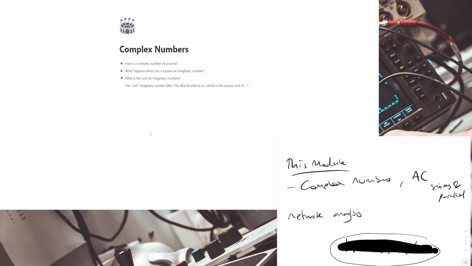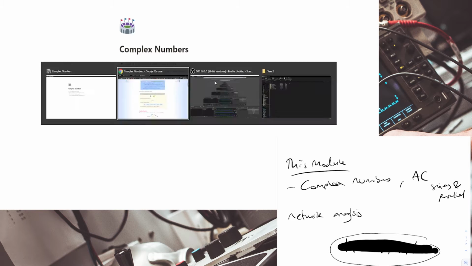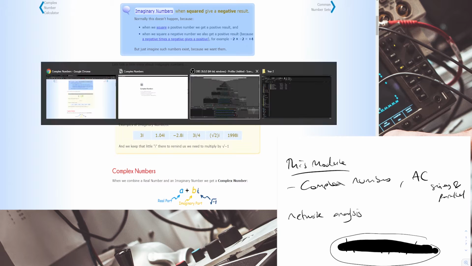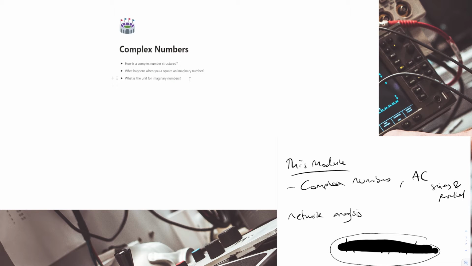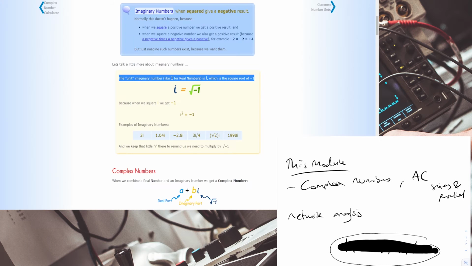All right, so the unit imaginary number, like 1 for real numbers, is i, which is the square root of minus 1. Okay, where did that come from? i is the square root of minus 1. Okay, i is equal to the square root of minus 1. Okay, so what numeric value is i? I think that's a good question to ask.